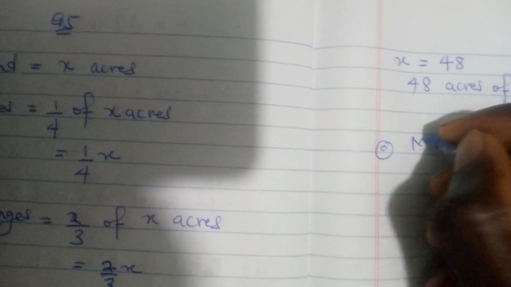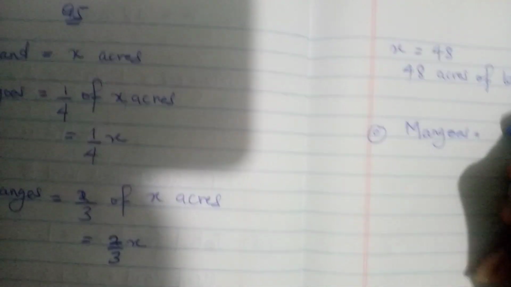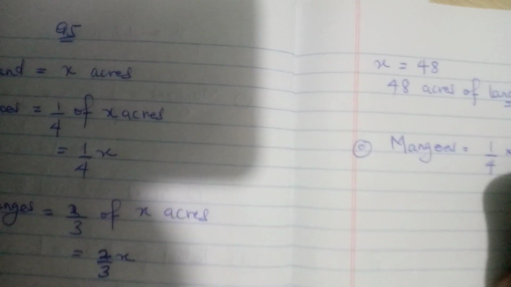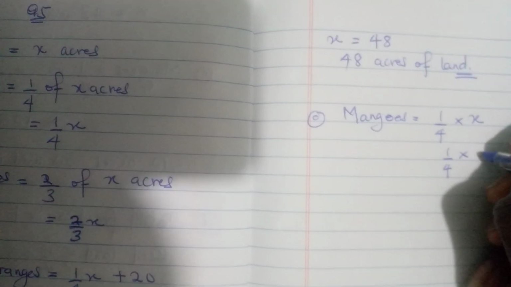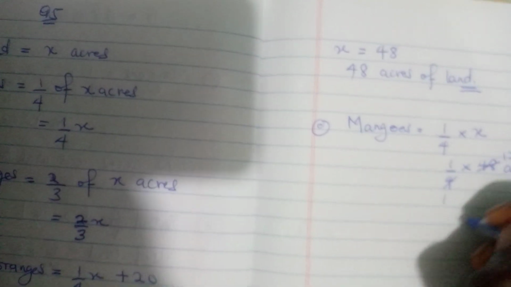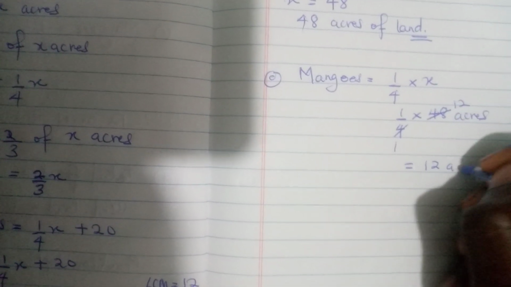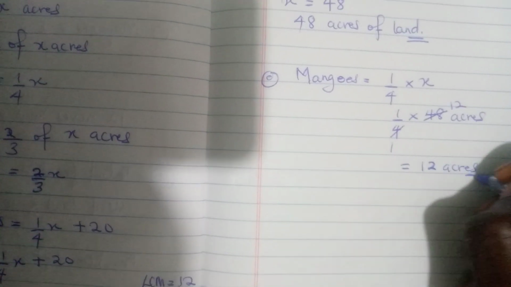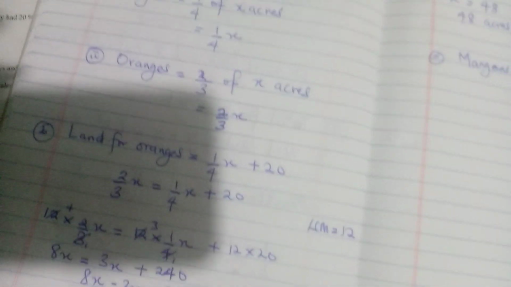Now that you've solved for X, the question C is asking how many acres of land was used to cultivate mangoes. Now we know that mangoes is 1/4 X. So if I want the land used to cultivate mangoes, then I will just find 1/4 of X, which is 1/4 times 48 acres. So 4 into 4 is 1, 4 into 48 is 12. So mangoes happens to be 12 acres. So she used 12 acres of the land to cultivate mangoes.